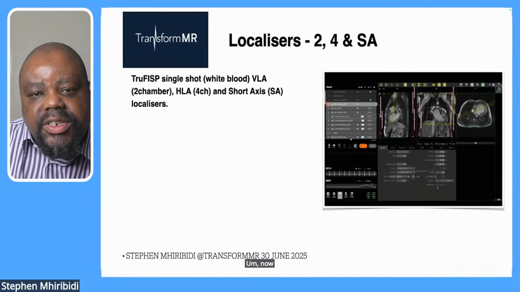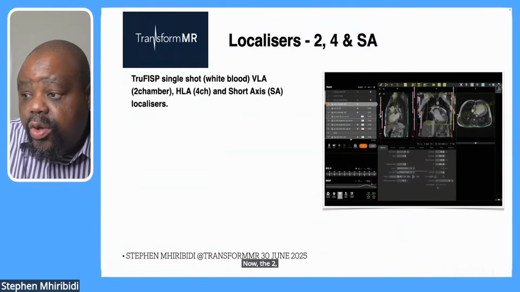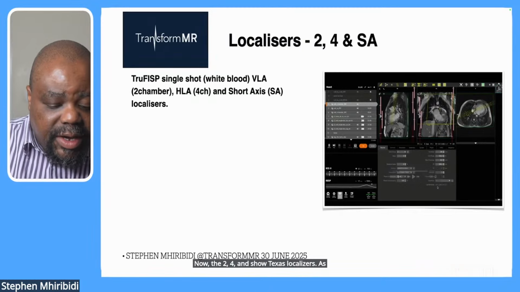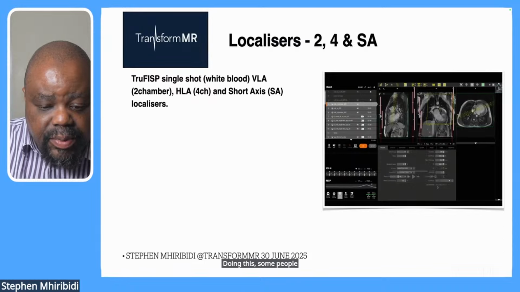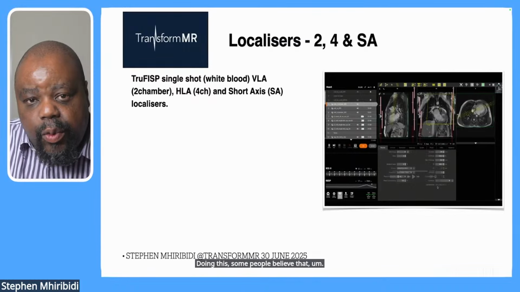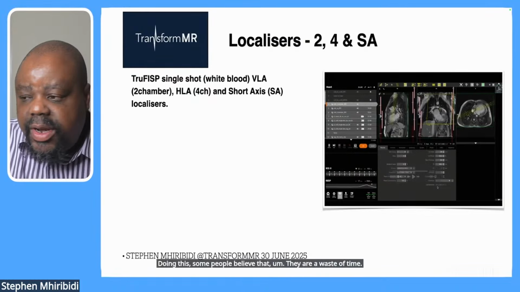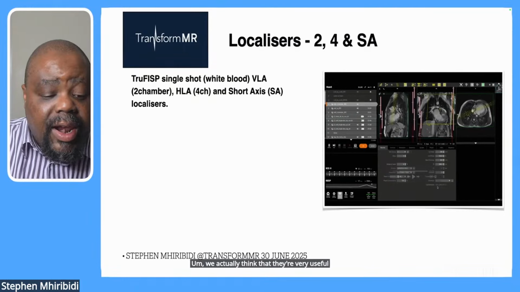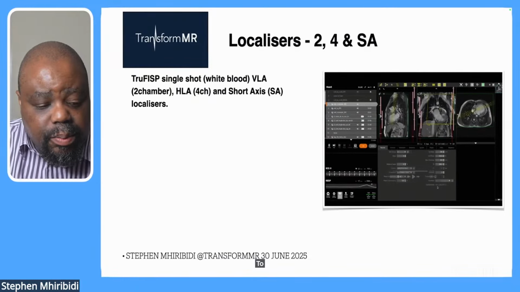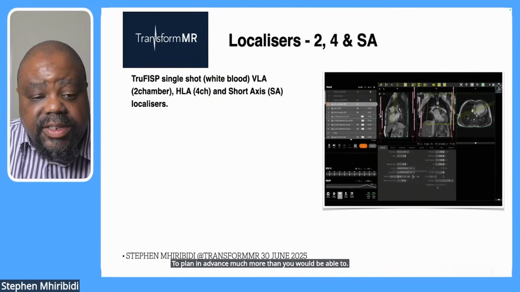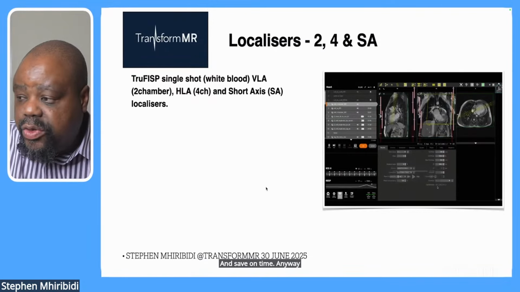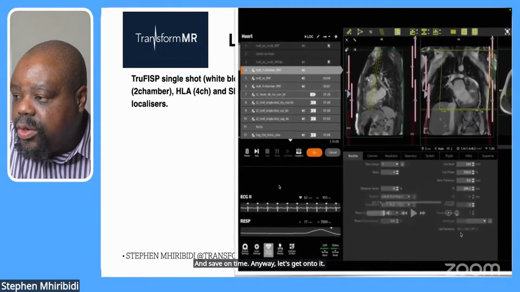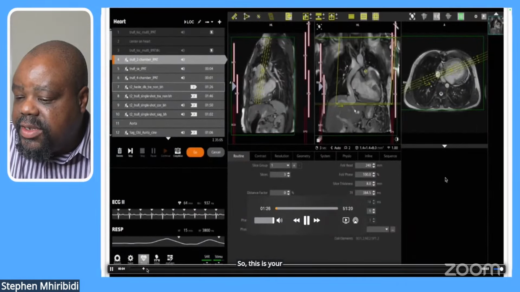Now, back to the debate, the 2, 4, and short axis localizers. As I was saying, much debate about doing these. Some people believe that they're a waste of time. We actually think that they're very useful because they will allow you to plan in advance much more than you would be able to, and it saves on dead time. That way you can continue your scan and save on time. Anyway, let's get on to it. So this is your resultant second localizer.